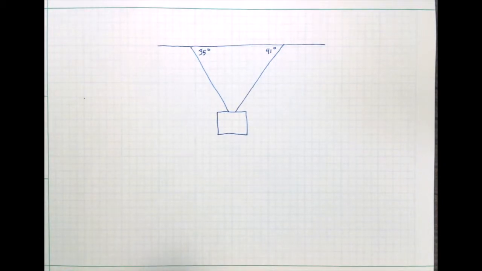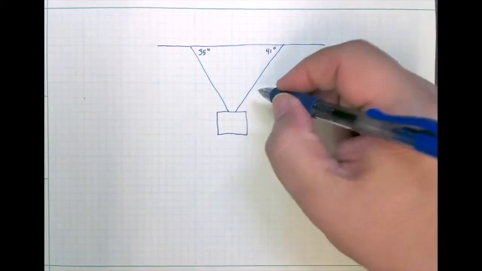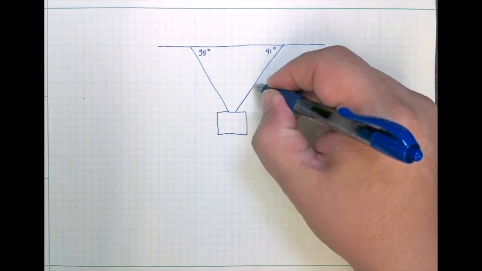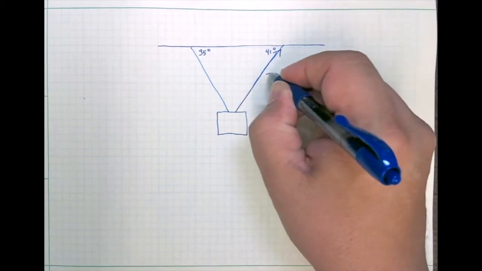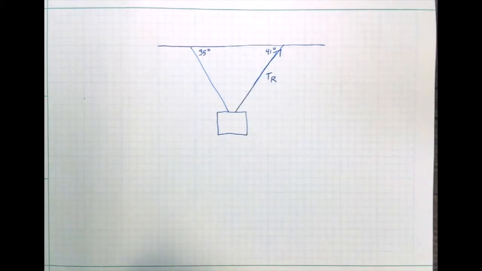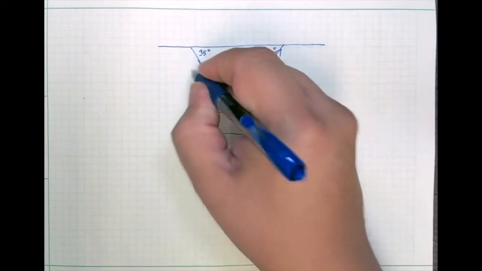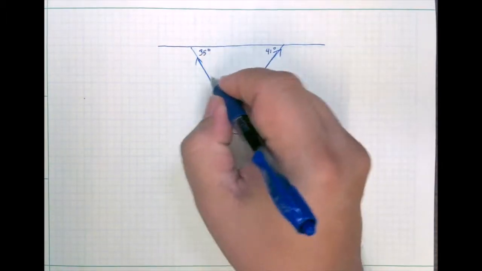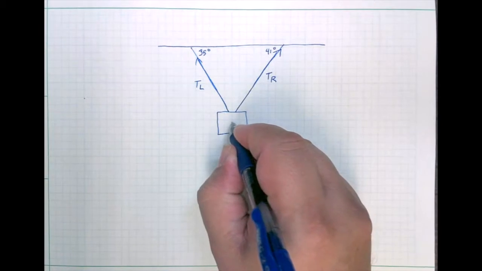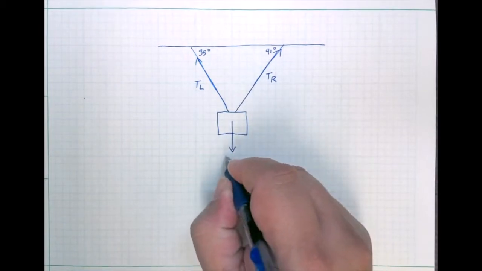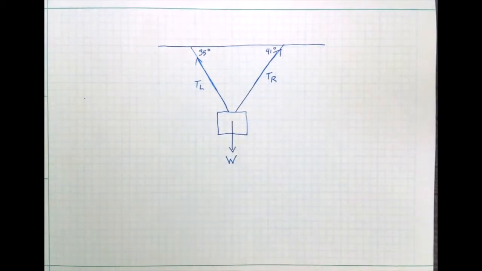And now we consider the forces acting on the sign. There are three of them. First off, we have the tension in the right-hand cable, which we will label TR, the tension in the left-hand cable, which we will label TL, and the weight of the sign, which we shall label as W. So these are the three forces acting on the sign, going in approximately their proper directions. Notice I'm making the diagram big because it's about to get very crowded.